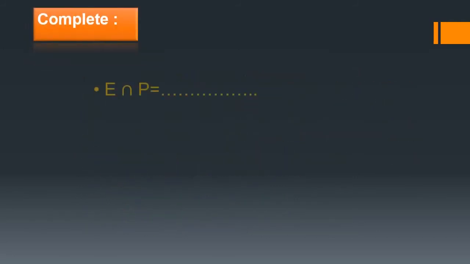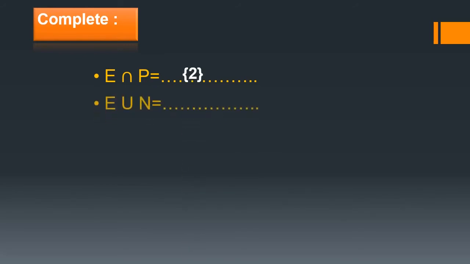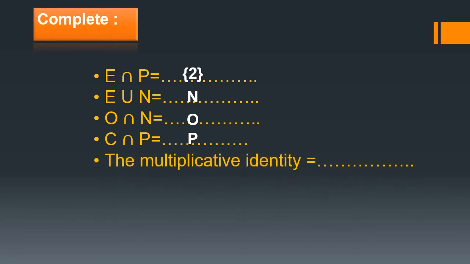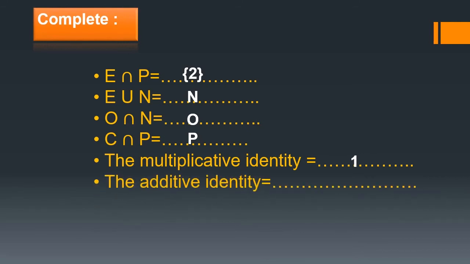Now complete. E intersect B equals the set of 2. E union N equals N. O intersect N equals O. C intersect B equals B. The multiplicative identity equals 1. The additive identity equals 0.